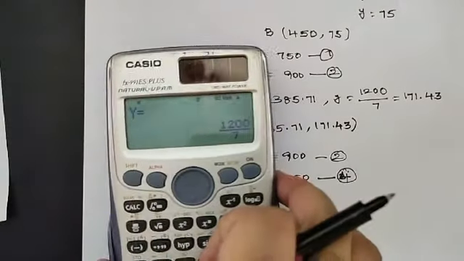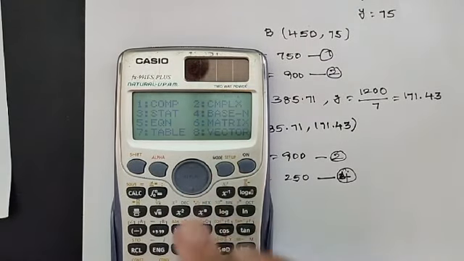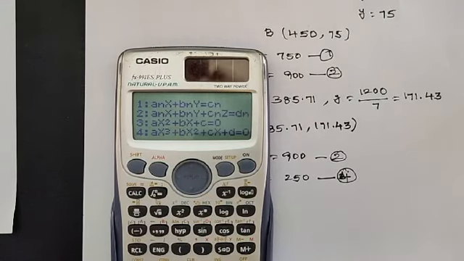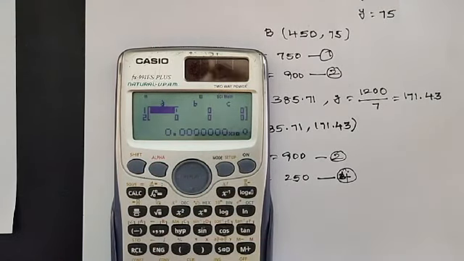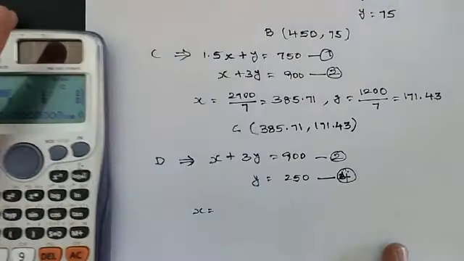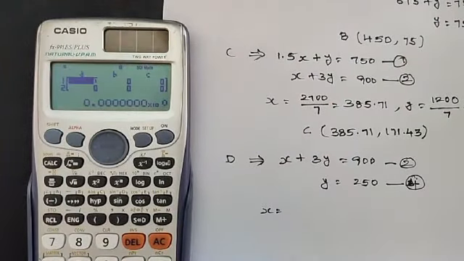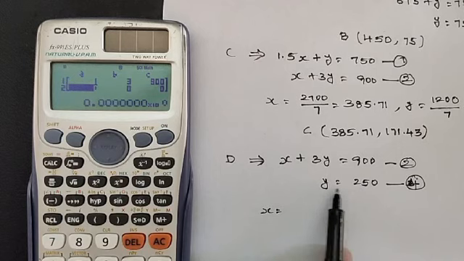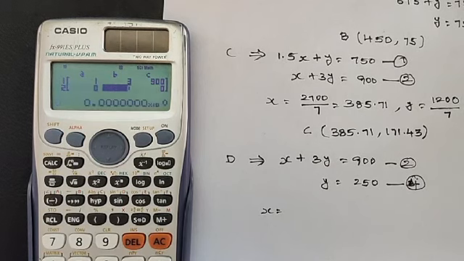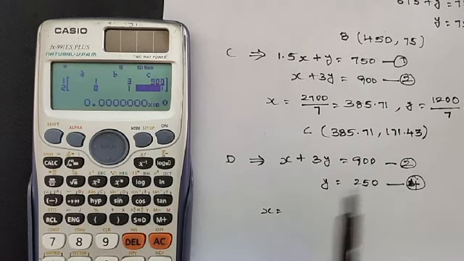So here in the calculator we will have it like this. Next press mode, again equation mode 5, and the form of equation is the first form. Now write the coefficients. x coefficient 1, y coefficient 3, C is 900. Next, in the second equation, x is not there, that means the coefficient is 0. What is the y coefficient? 1. And what is the C value? 250. Press equals.